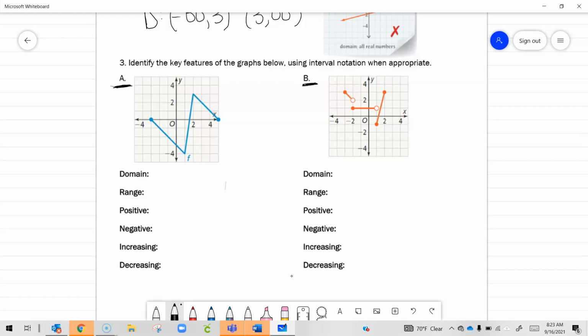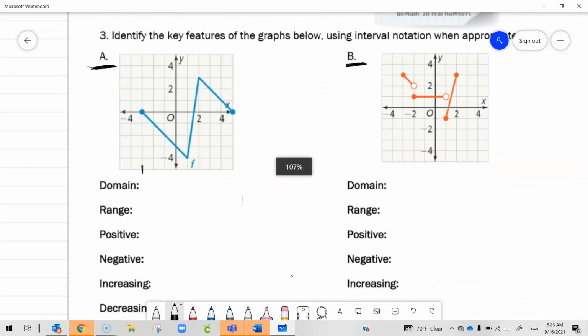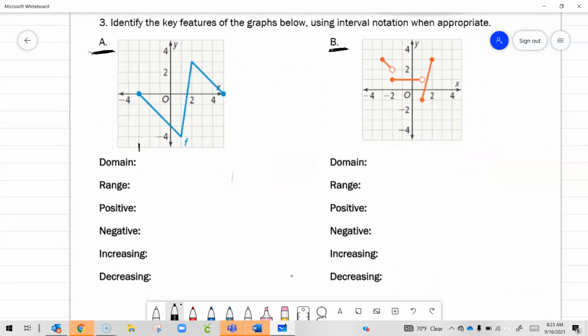So domain here, looking all the way to the left, would be -3, and then all the way to the right would be a +5. And I'm going to use a square bracket on both since we have closed dots. Range, looking bottom to top, we see our lowest value is 4, all the way up to 3. Again, our function crosses right through, so I'm going to use square brackets.